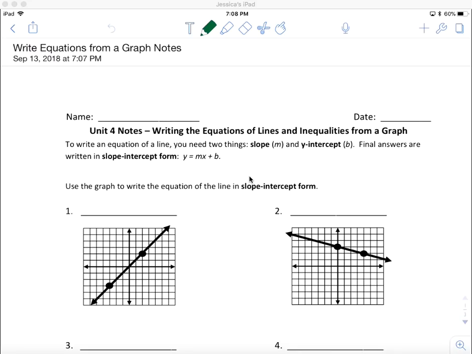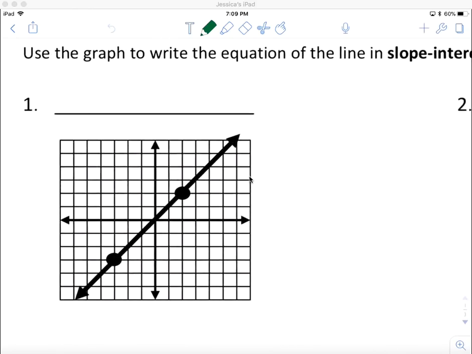Today we are going to write equations of lines and inequalities from a graph. So you have already graphed lines and inequalities, and today we're just going to do the opposite. Before you were given the equation and you came up with the graph. Today you're given the graph and then you come up with the equation. So let's start with number 1.